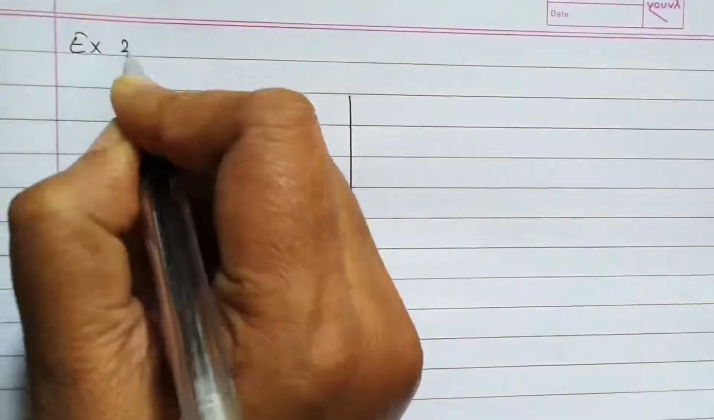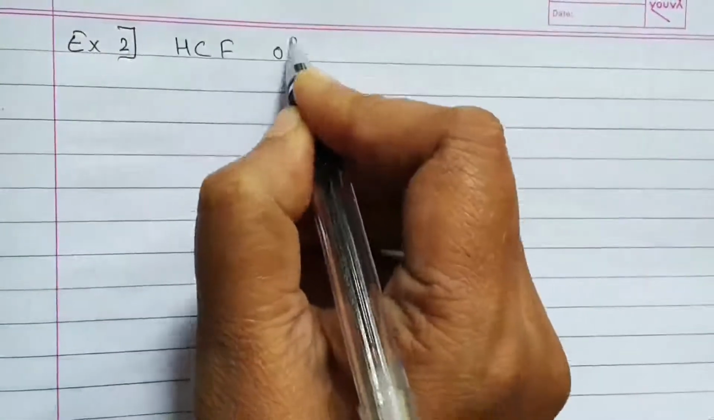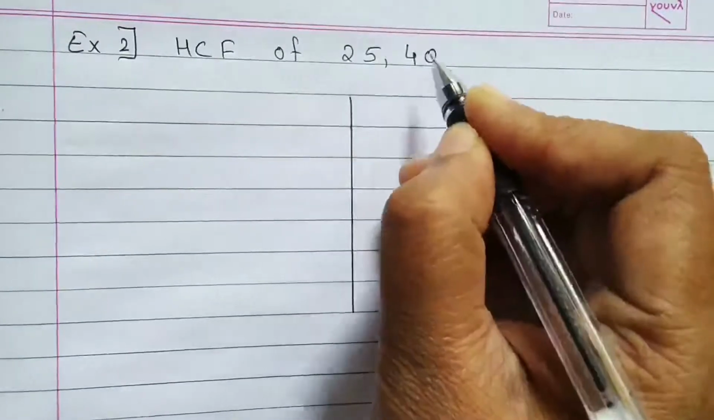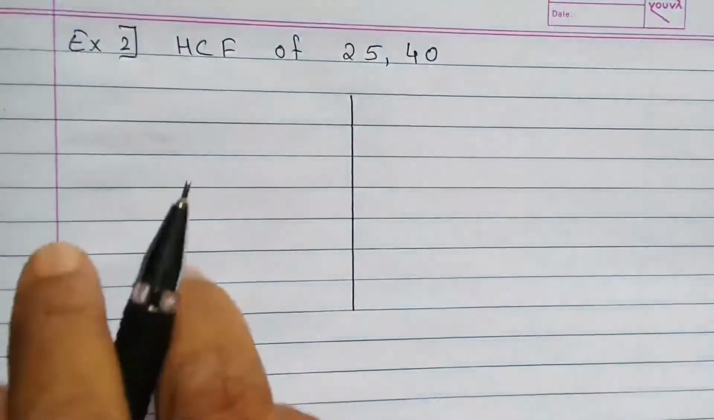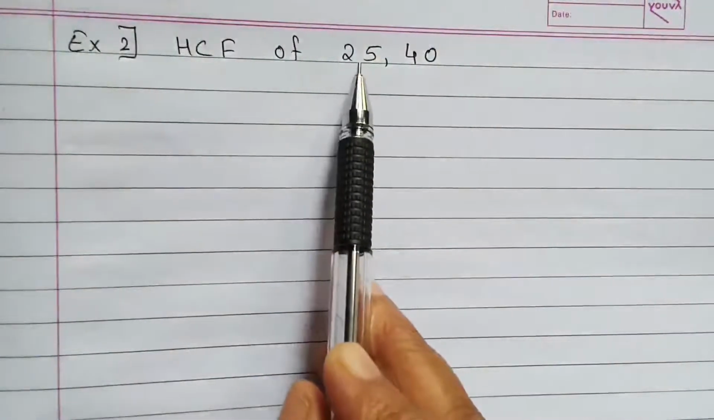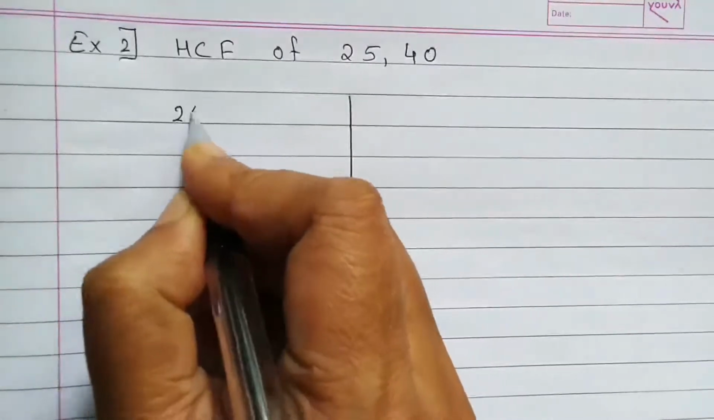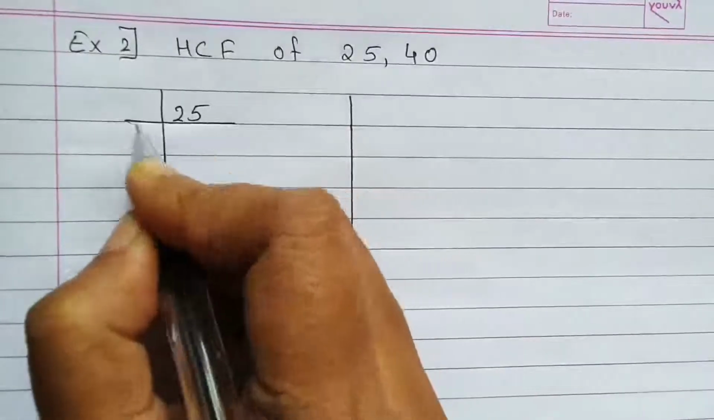Now let's take another example. Example 2. Let's find the HCF of 25 and 40 using the prime factor method. What do we have to do first? We have to find the prime factors of 25 and 40. So let's find the prime factors of 25. We had done this in the previous class.